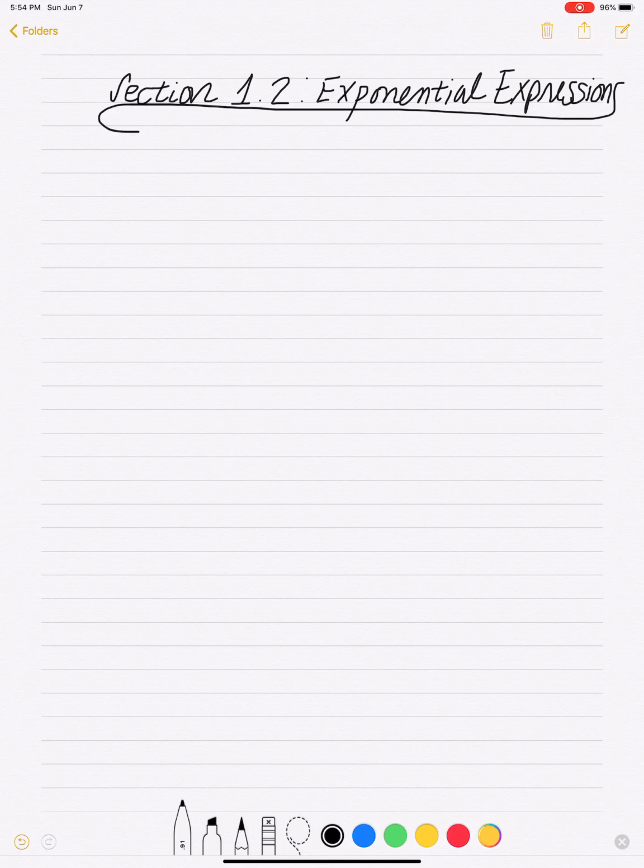So ladies and gentlemen, we're going to start the course in section 1.2, which is all about exponents. Exponential expressions is what we're going to call this section. But we want to begin with the definition. We want to define exactly what is an exponent.